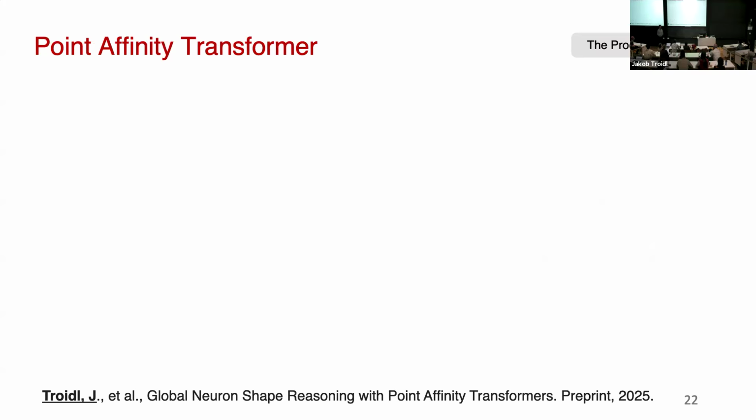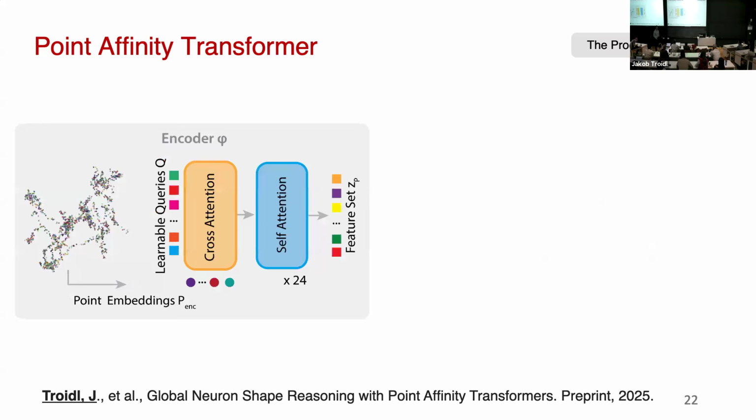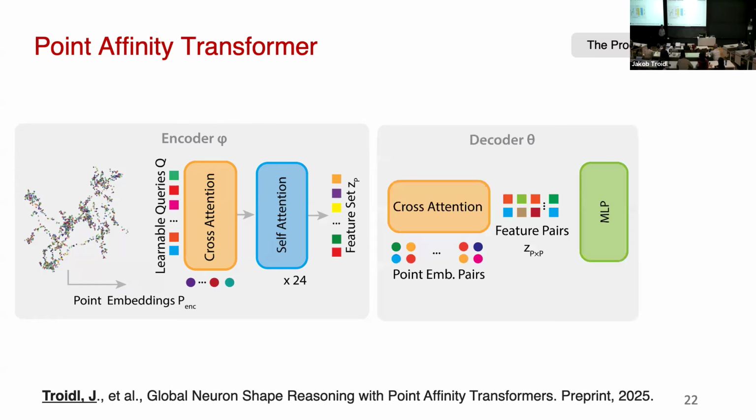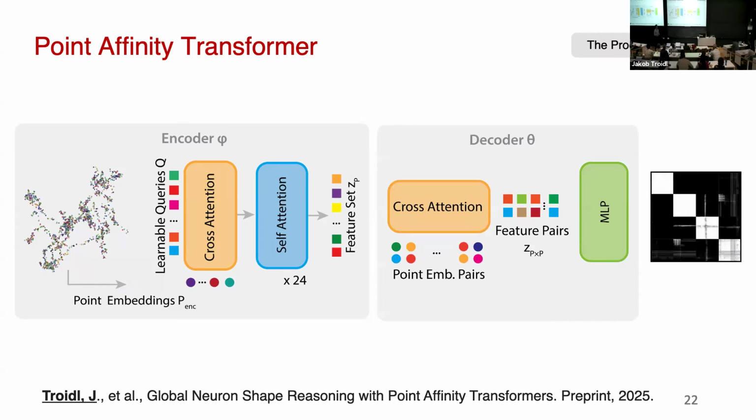Now, briefly looking under the hood at what this point affinity transformer looks like from a neural network architecture point of view. The model consists of an encoder that takes in point embeddings. These point embeddings are then fed through a series of cross and self-attention layers that produce a feature set that describes this point cloud. And then in the decoder, we input different point pairs. Based on those point pairs, we can decode a set of affinity scores using this decoder MLP here in the back. And that then ultimately produces this matrix that we can then cluster.